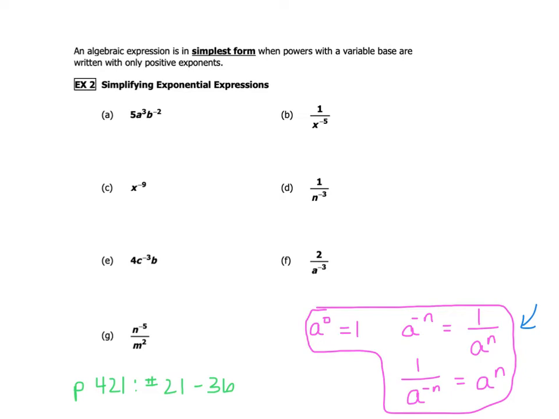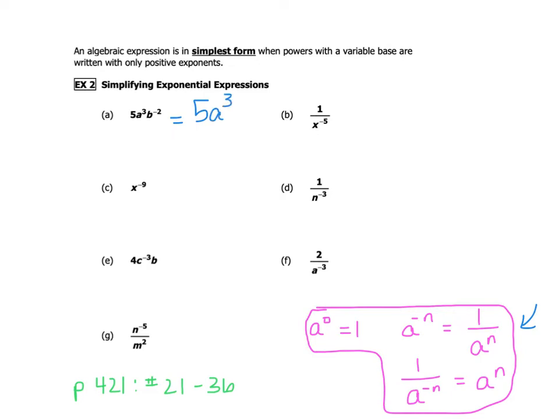So if you go to example A, you can see that we have b to the negative 2 power. We don't want negative exponents. However, if we use our rule, we can move b to the negative 2 down to the denominator and make it b to the positive 2. So only moving the things that have negative exponents, this becomes 5a to the third.